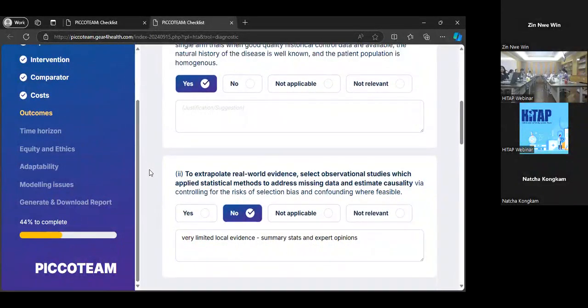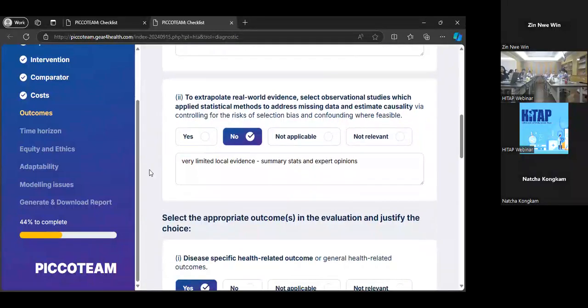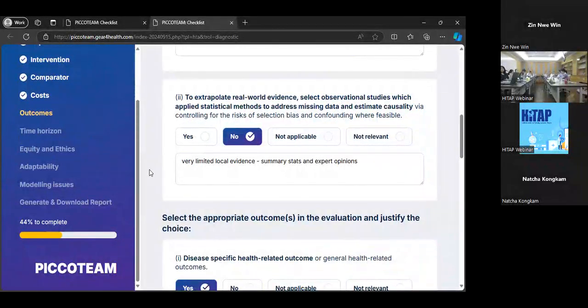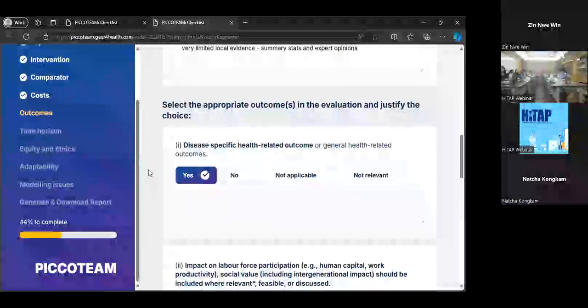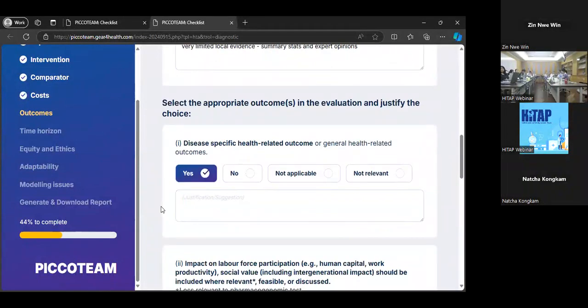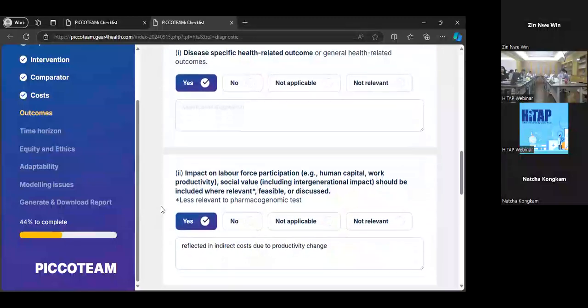And for selecting or extrapolating real-world evidence, it is recommended to identify high-quality observational studies that have already conducted causal inference analysis, because many of these studies may be biased by confounding factors if they come only from descriptive analysis.